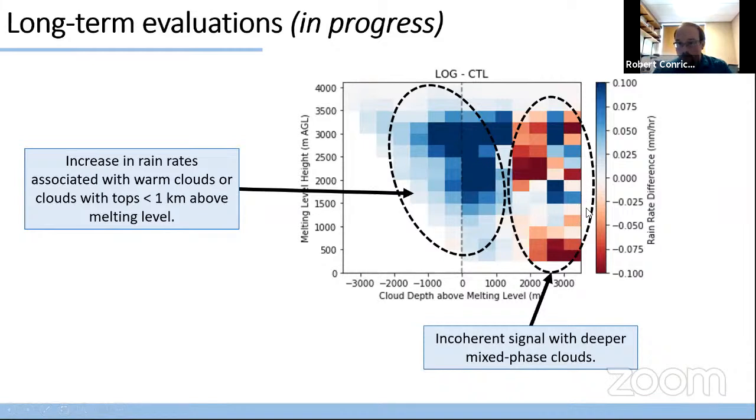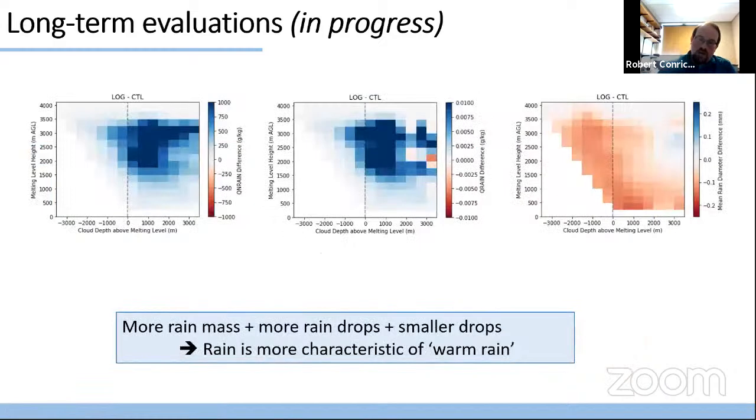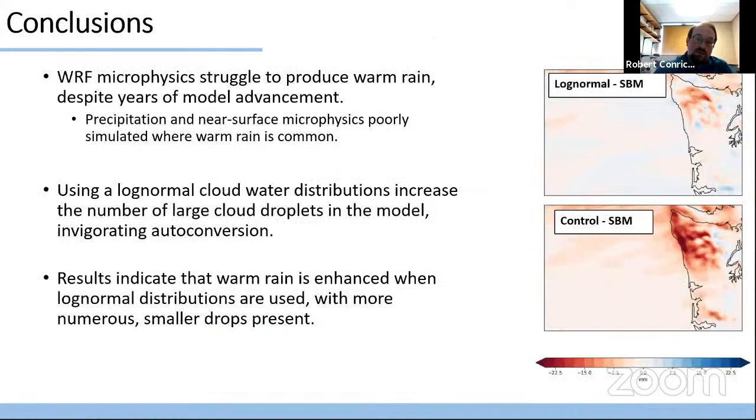And then above that, where we expect more mixed phase clouds, we have a much less coherent signal in this space. And the last slide that I have here shows just that we have an increase in rain mixing ratio here in the middle, more raindrops, and a decrease in raindrop size with the log normal scheme. And so all of this is to say that we've produced rain now that is actually more characteristic of warm rain, having smaller drops and more drops in the volume. And so I'll end right there and leave up some conclusions and hopefully have time for a question.